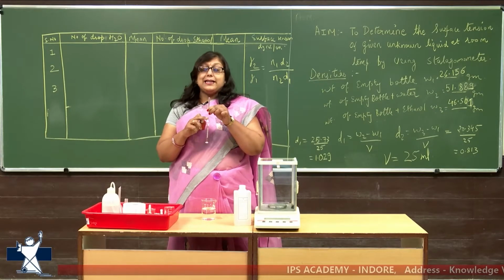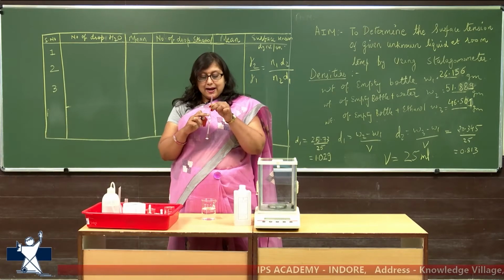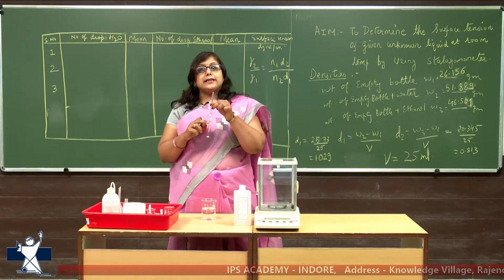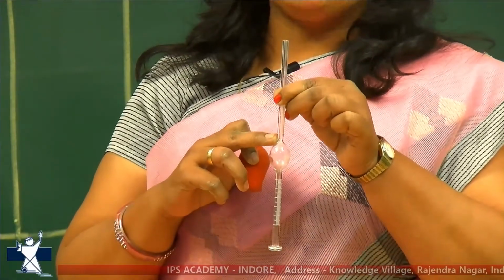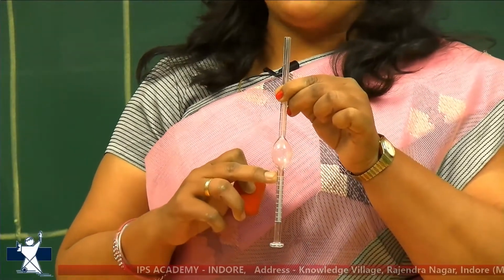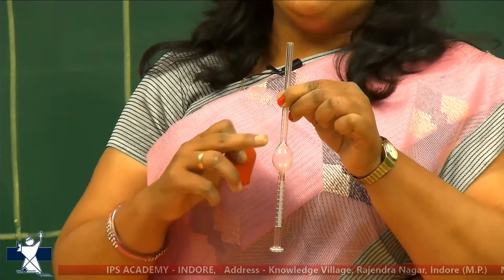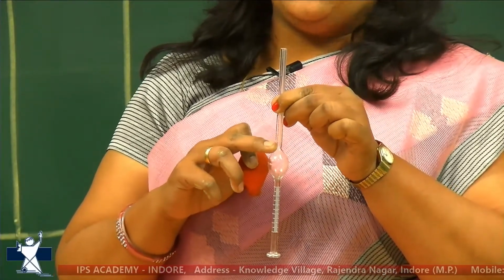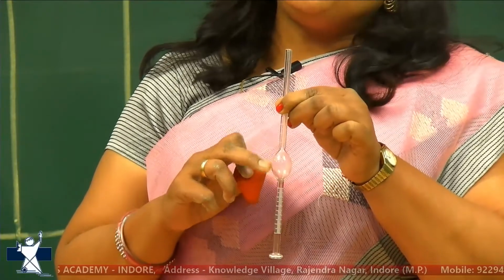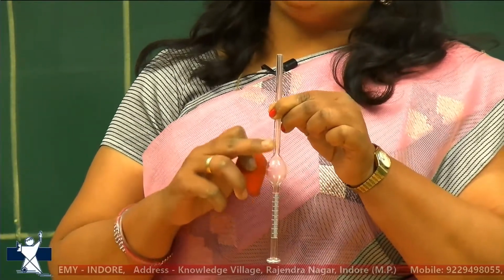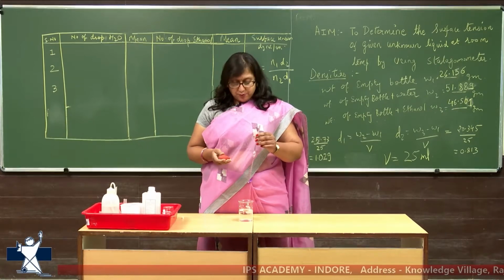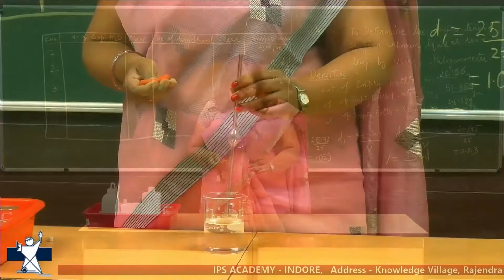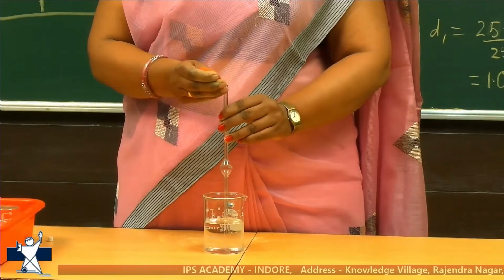Now I am going to fill the liquid till the upper mark, that is A, and allow the liquid to flow till the mark B, and we are going to calculate the number of drops. This is the upper mark, which is mark A, and this is the lower mark, which is known as mark B. Now we are going to count the drops with the help of the stalagmometer. So first of all, I am going to fill this stalagmometer with the water.